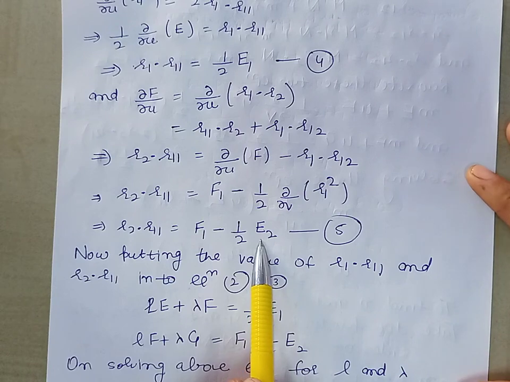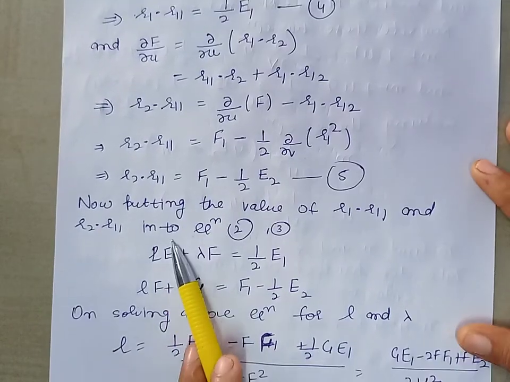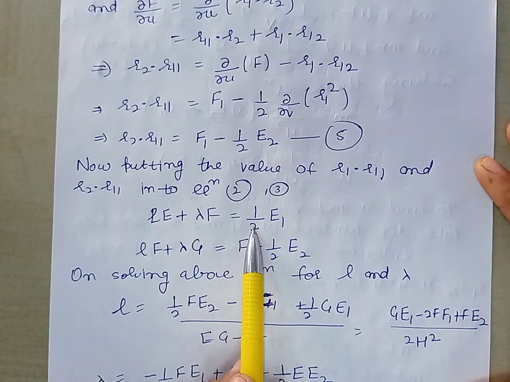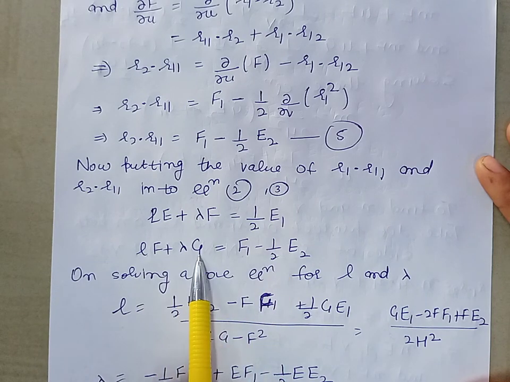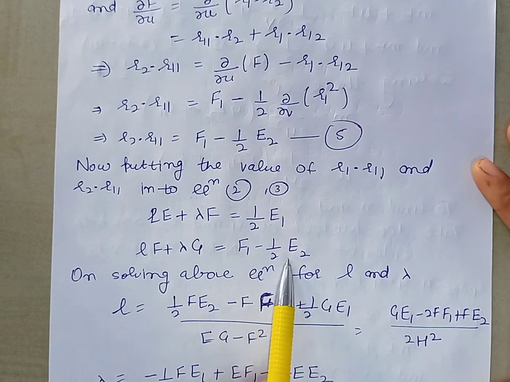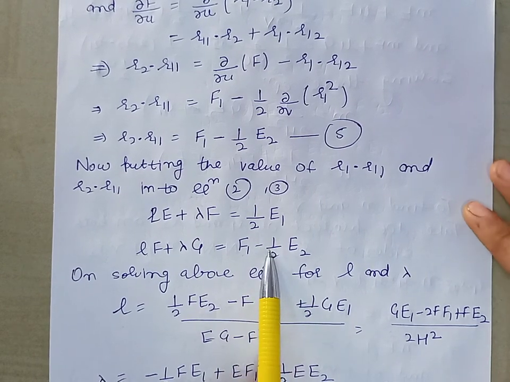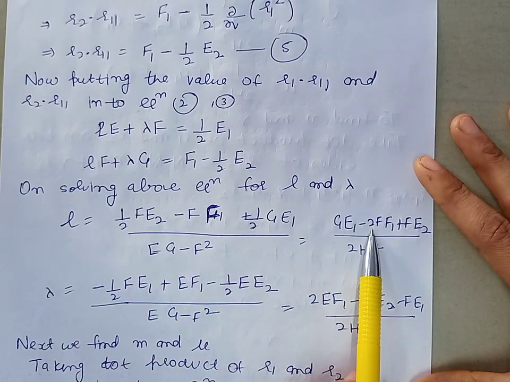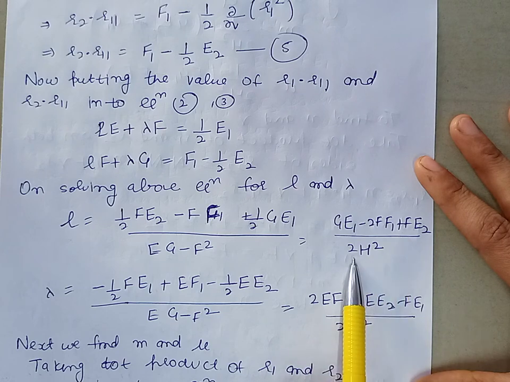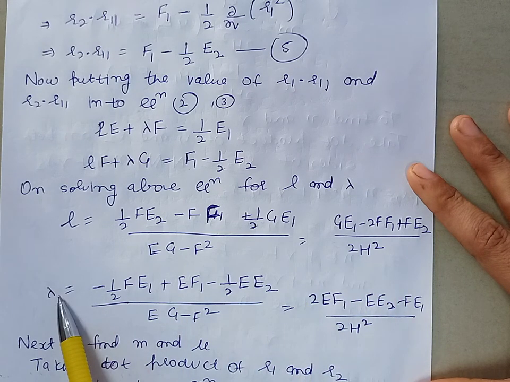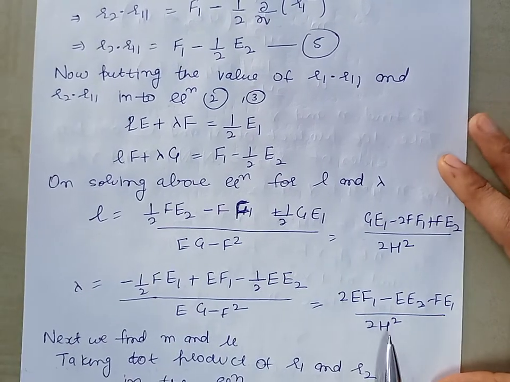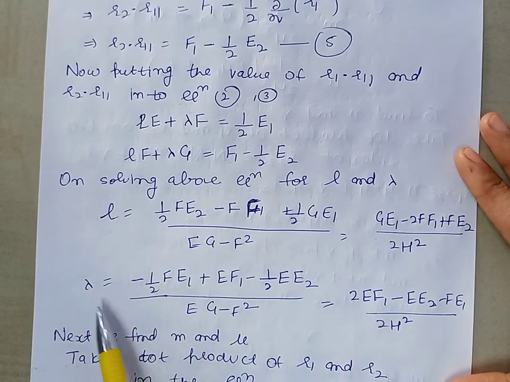So we can substitute these two values in the second and third equations. We get the equations LE plus lambda F is equal to half E1 and LF plus lambda G is equal to F1 minus half E2. We can solve these two equations for L and lambda. So the value of L is given by GE1 minus 2FF1 plus FE2 divided by 2H square, and the value of lambda is given by 2EF1 minus EE2 minus FE1 divided by 2H square. Till yet we have obtained the value of lambda and L.